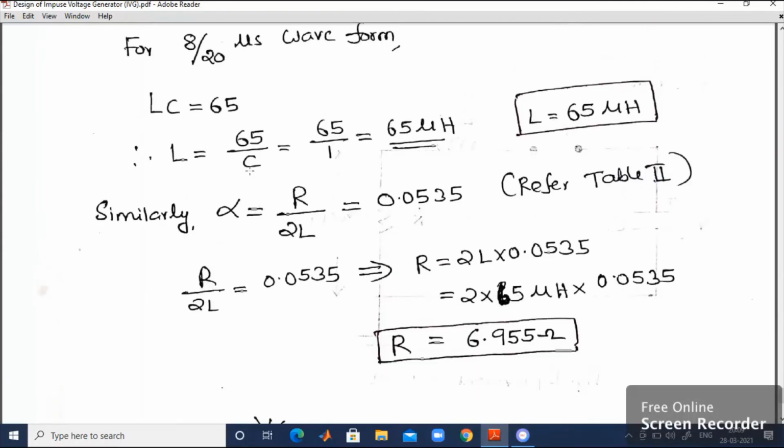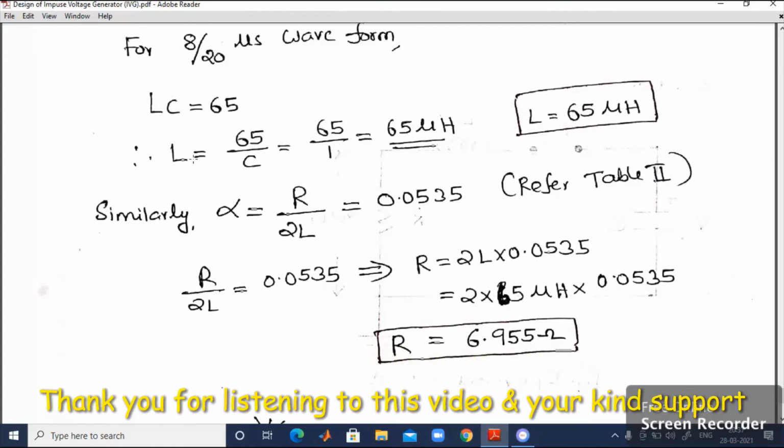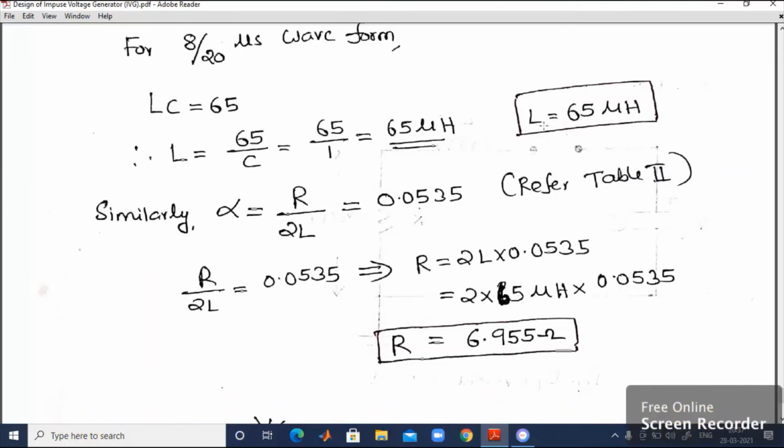Okay. LC is equal to 65. I know the value of C. From that I can calculate L. So L is nothing but 65 by 1. After using this equation, L is equal to 65 microhenry you will be getting.